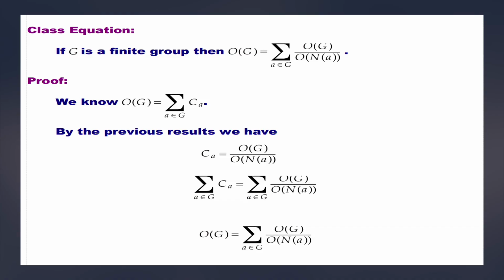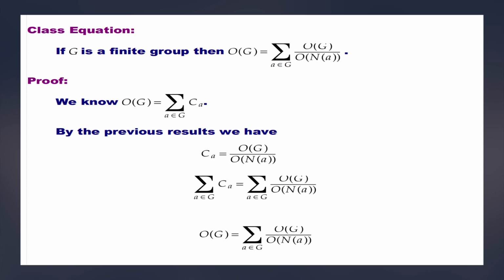Finally, we come to the main part of this section, which is the class equation. If G is a finite group, then the order of G is equal to the summation over all elements a in G of order of G divided by order of N(a).